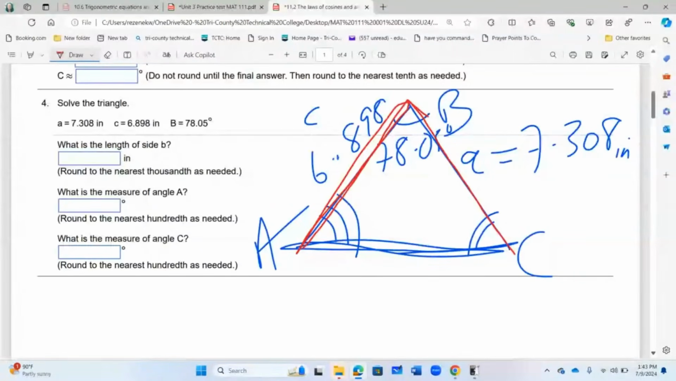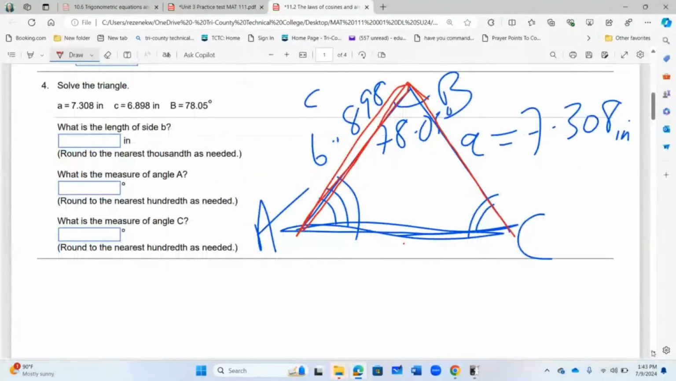Because if I use sine, I don't have the opposite to the given angle, so I cannot continue. So I'm going to use cosine rule. I have angle B, so I'm looking for side B squared.